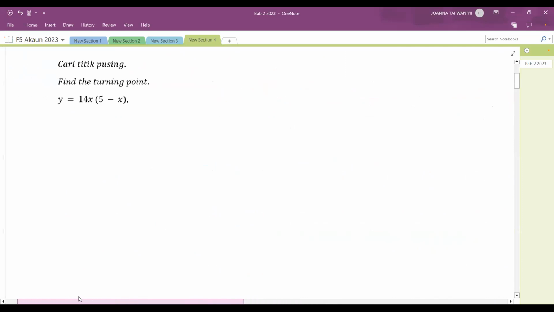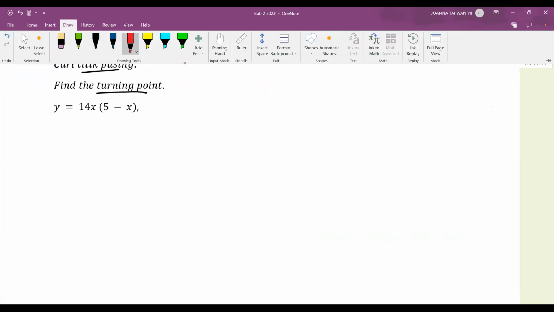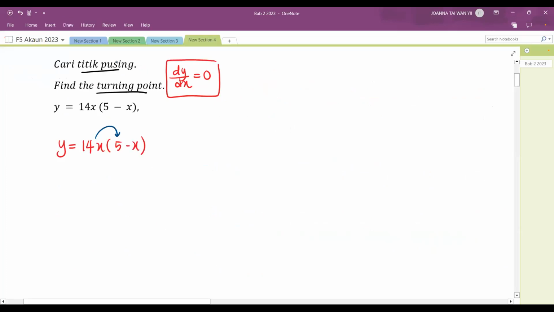Okay, so let's see this question. They say, can you find the turning point? Cari titik pusing. So titik pusing maksudnya apa? Turning point means dy dx equals zero. Remember. So I need to do dy dx first. Y equals 14x, bracket 5 minus x. Got bracket, expand first. Kembang dulu.